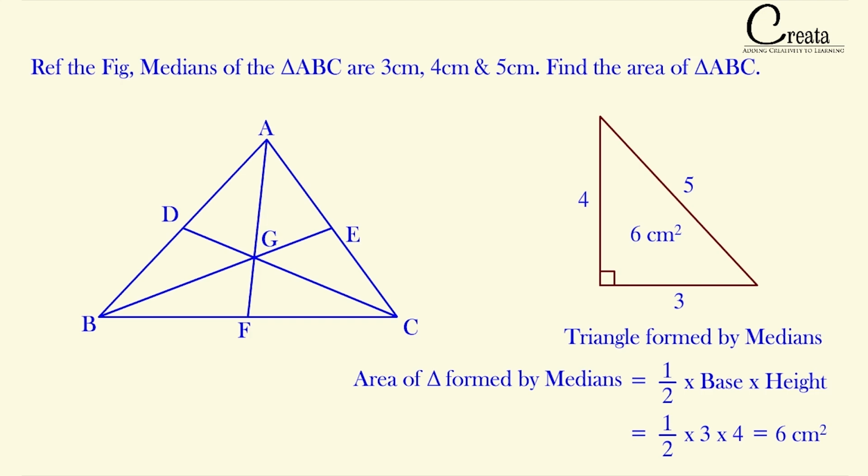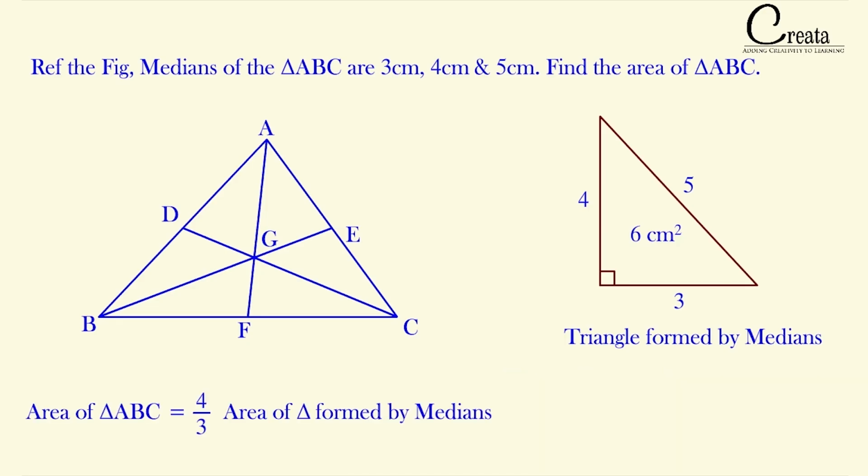Okay, so we got the area of the triangle formed by the medians as 6 centimeter square. Further, we have to find the area of the complete triangle ABC, and just now we have proved the relation, that is area of triangle ABC is equal to 4 by 3 times the area of the triangle formed by the medians. And we have calculated the area of the triangle formed by the medians as 6 centimeter square. So we got the area of triangle ABC as 4 by 3 into 6, that is 8 centimeter square, which is the answer to the question. Very interesting formula. Many questions are generally asked based on this formula in competitive exams. So you should know this formula.